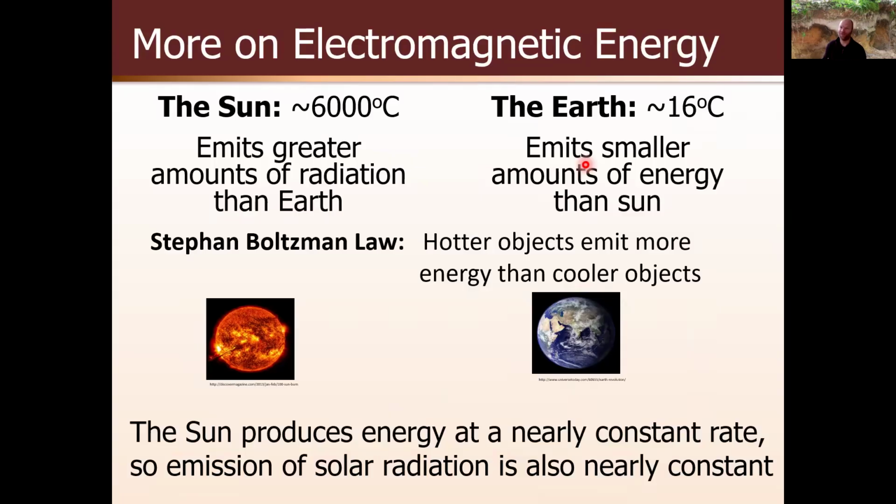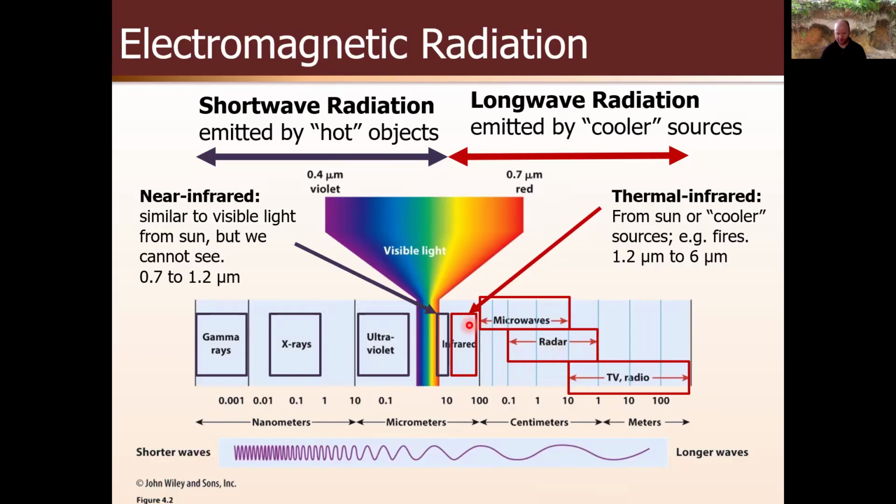Hot objects like the sun, literally really hot objects, emit greater amounts of radiation than colder objects like the Earth. And that is known as the Stefan-Boltzmann law, where there's a tremendous amount of electromagnetic radiation emitted by the sun's surface, whereas comparatively there's much less electromagnetic radiation emitted by Earth's surface, a cooler object. And so quite literally, Earth only emits radiation in the long wave spectrum, largely as thermal infrared energy, whereas the sun emits energy across the entire spectrum.